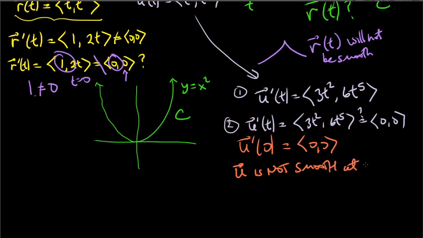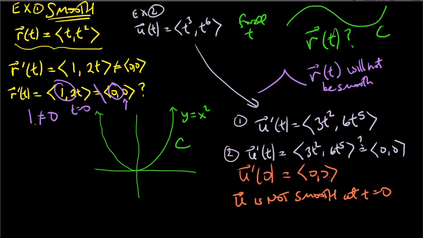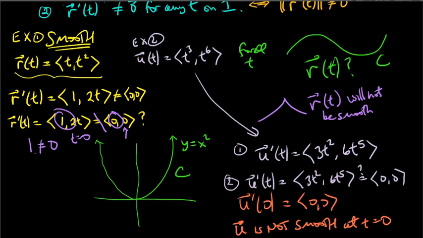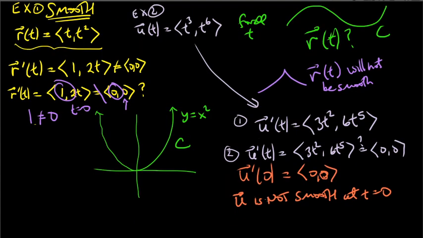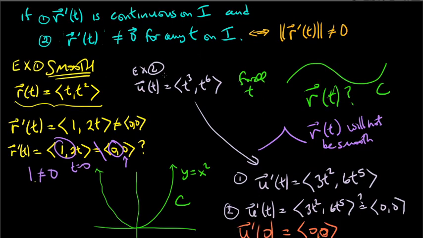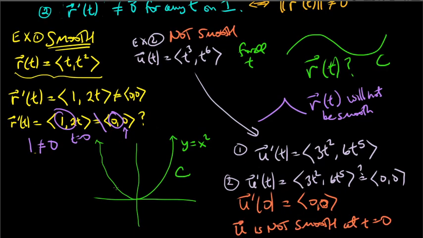In particular at t equals 0. It is smooth everywhere else, right? For every other t other than 0, the vector will not be 0, 0. But at t equals 0, this parameterization here, number 2, is not smooth. Okay? Same curve. For the first curve, at 0, 0, at the vertex, the first parameterization is smooth, but the second is not.